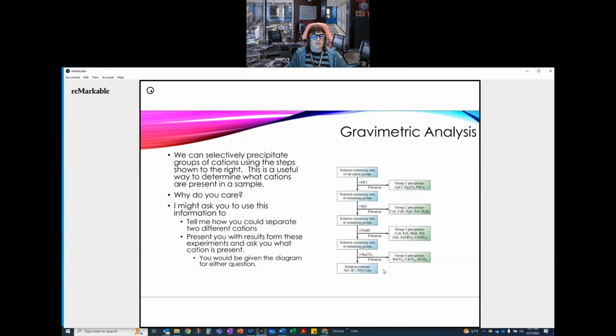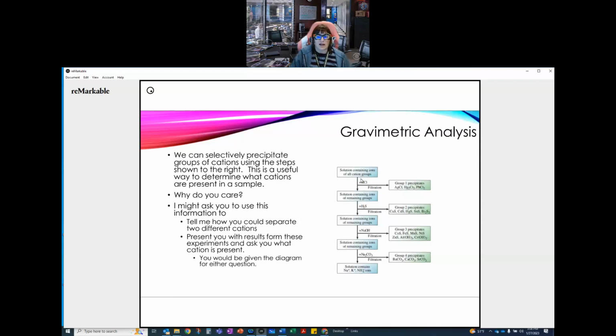And we talked about the fact that if the KSP values are different, we can selectively choose to pull out one or more of those ions by manipulating what we add to get that out. Gravimetric analysis is a way that we can typically do that without much of an issue. So it gives us a flowchart of how we would add certain things to this to precipitate different cations.